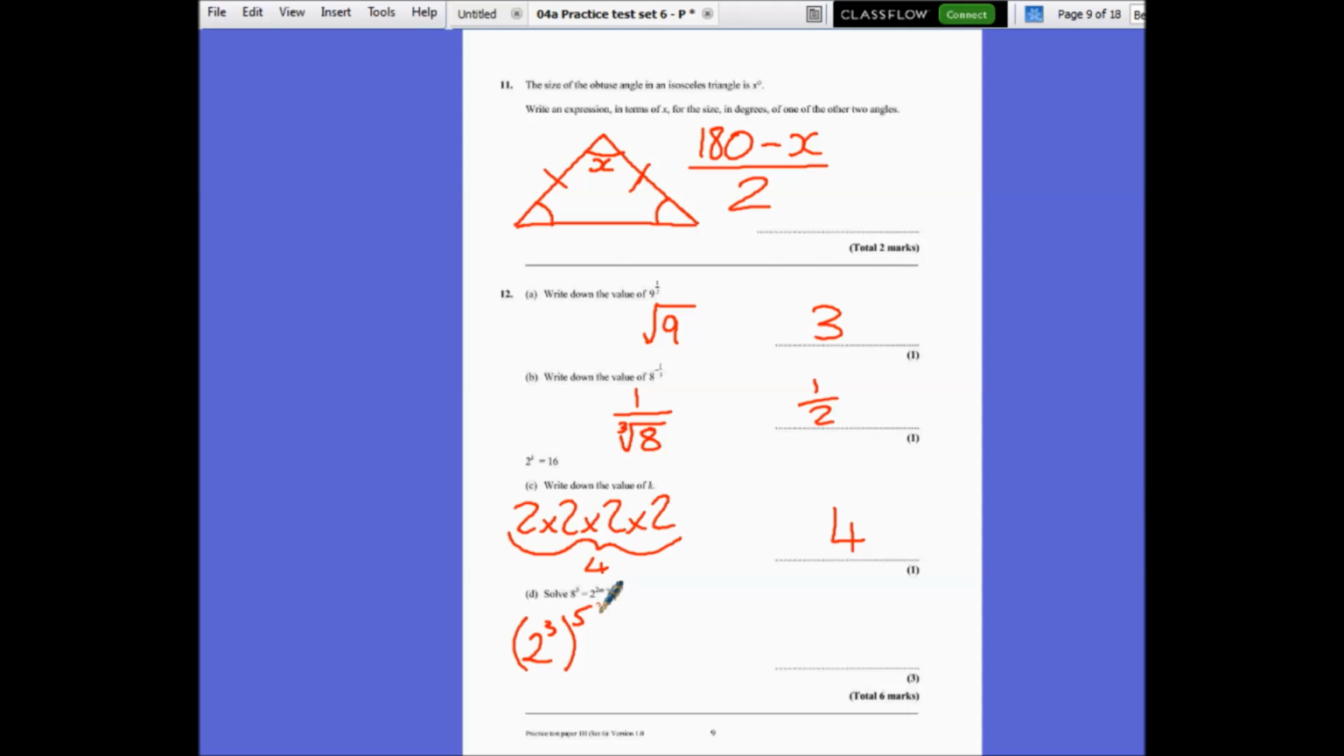2 cubed to the power of 5 would be 2 to the power of 15, and that would be the same as 2 to the power of 2n plus 3. That means that 2n plus 3 must be equal to 15. So if we take 3 off both sides, we get 2n is equal to 12, therefore n must be 6.